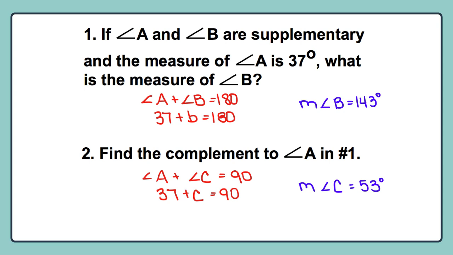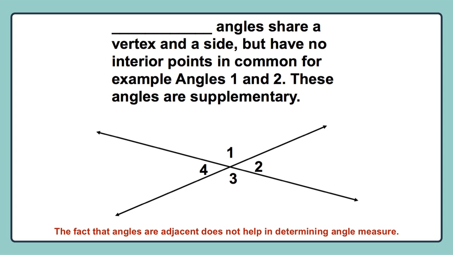So we've got supplementary, we've got complementary. Our next one, these are adjacent angles. Adjacent. Okay. Now, adjacent angles are simply two angles that are side by side. They share a vertex and they share a side, but they don't overlap each other.